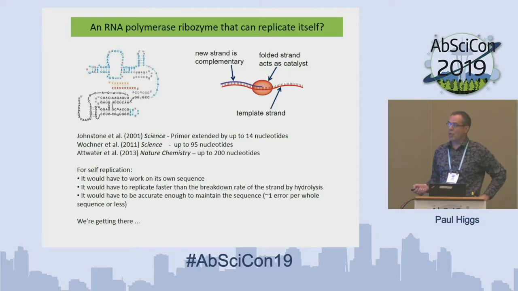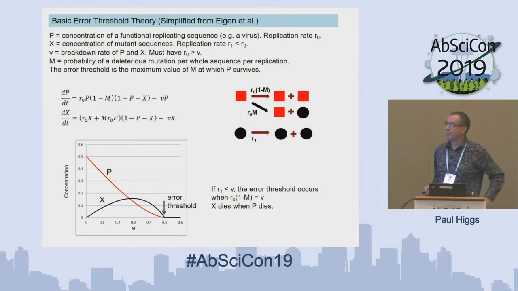It would have to be able to work on its own sequence. It would have to be able to replicate faster than the breakdown rate of the same sequence by hydrolysis, and it would have to be accurate enough to maintain the sequence. Roughly speaking, that means that the average number of errors per whole sequence replication is one or less. So that's the error threshold criteria.